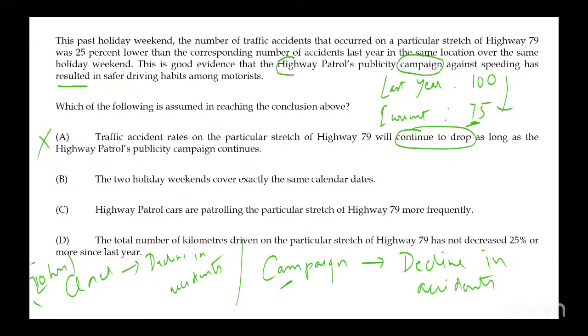B says the two holiday weekends cover exactly the same calendar dates. They cover the same calendar dates. Does this matter? The idea is that, over the weekend, in year one, the accidents were more. In the current year, there's a decline. Whether they cover the exact dates does not matter.